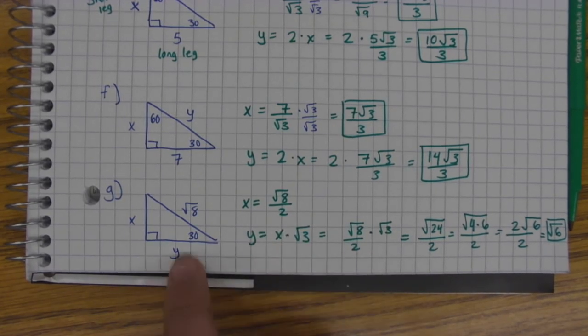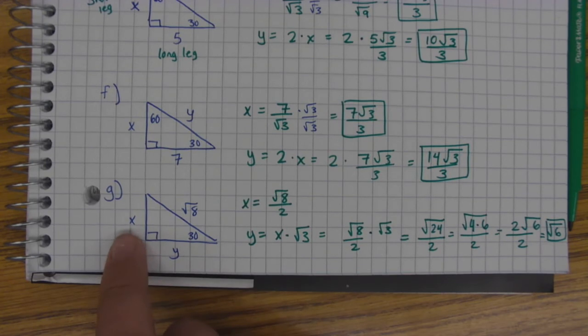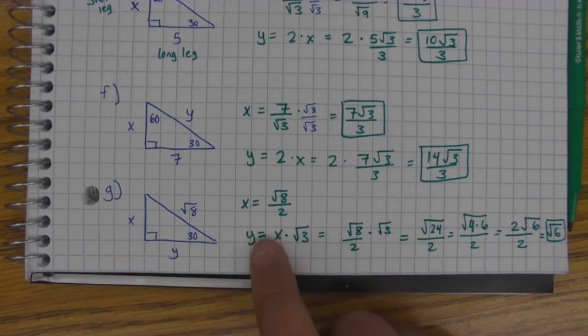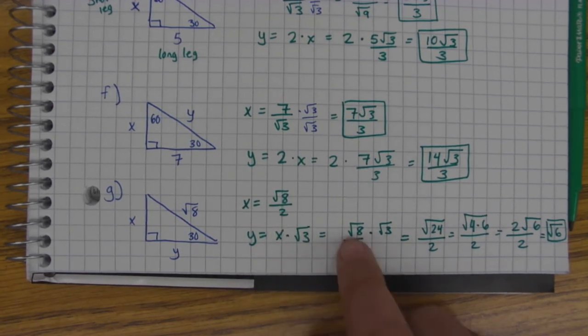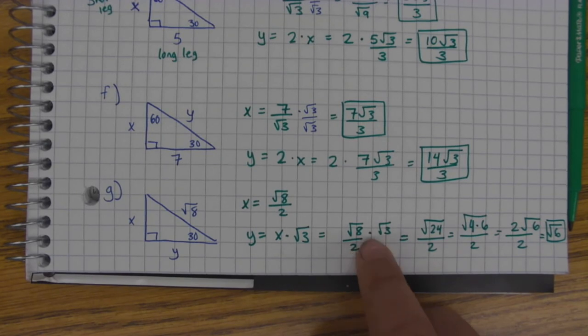Now we want to find y. Y is the long leg, and remember that the long leg is the short leg times square root of 3, right? The long leg is equal to the short leg times square root of 3, and we already know what x is. X is square root of 8 over 2. So we're going to substitute that. Square root of 8 over 2 times square root of 3.